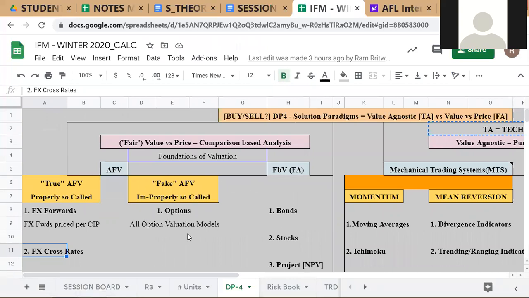So I put all option valuation models here. Now we are not going to go into the working of the option valuation models because we don't have the time, and there's not much value addition from that, except that you can read up on it later in the Natenberg book. It will be a little more user-friendly than the Hull book. But the main idea in the option valuation model is the same thing.